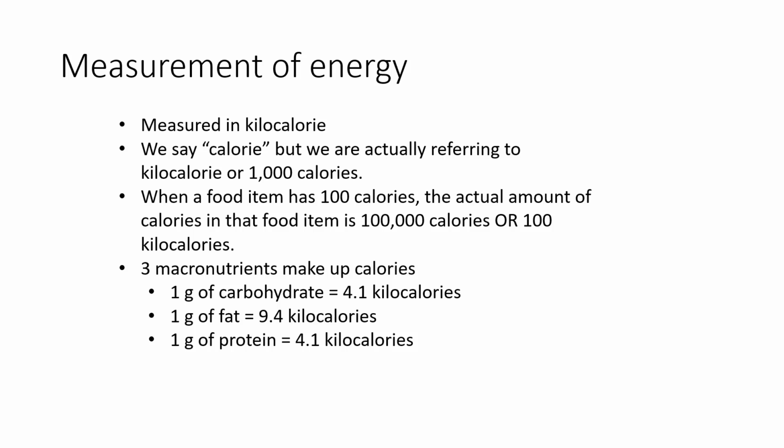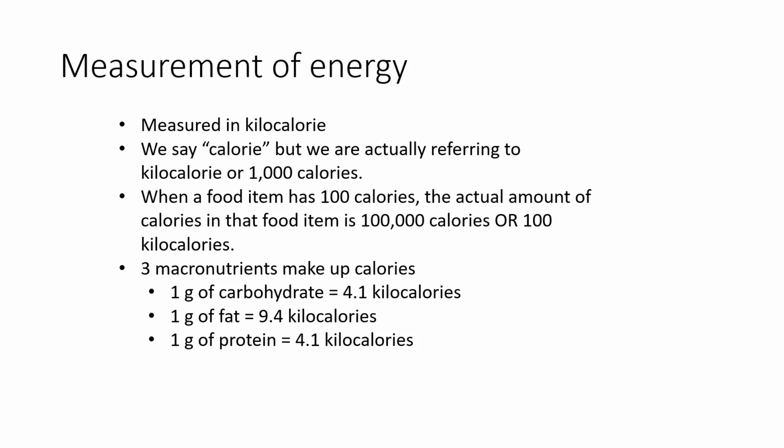It's just if we write 1,000 on a food label, it's going to be too many zeros and it's going to get confusing. So we report them as just calories, but really it's kilocalories. When a food item has 100 calories, the actual amount of calories in the food item is 100,000 calories or 100 kilocalories. 3 macronutrients make up calories.